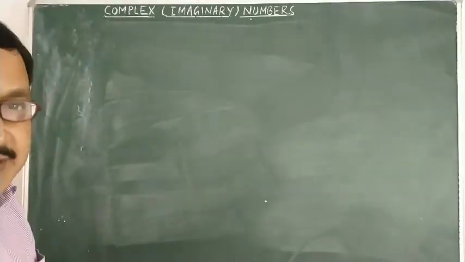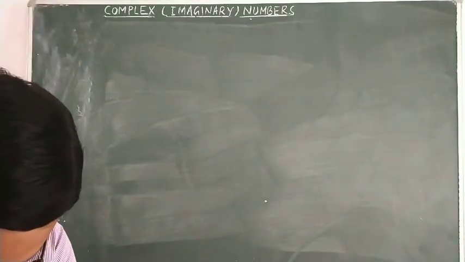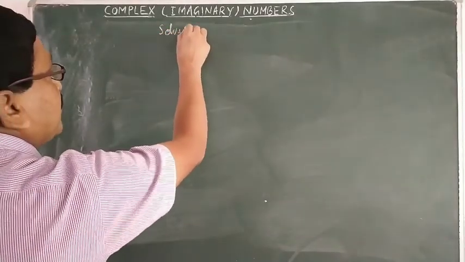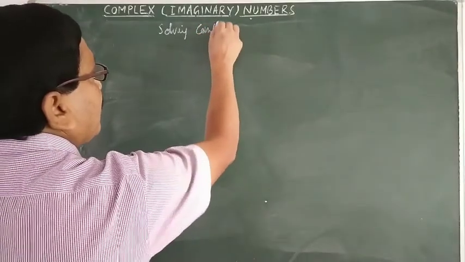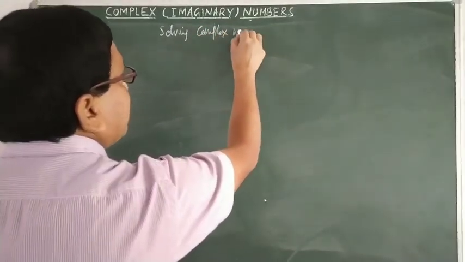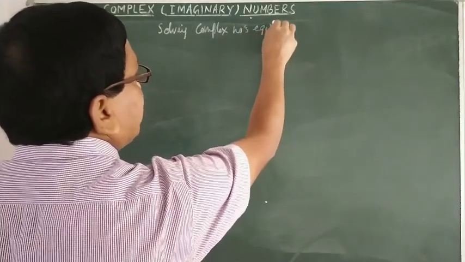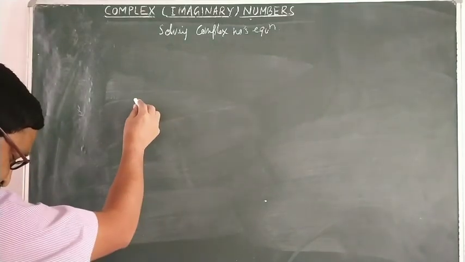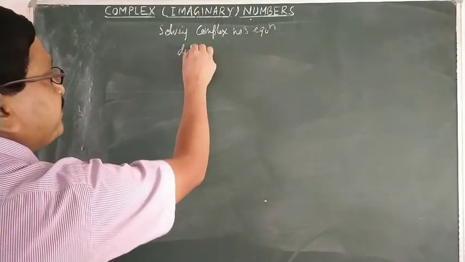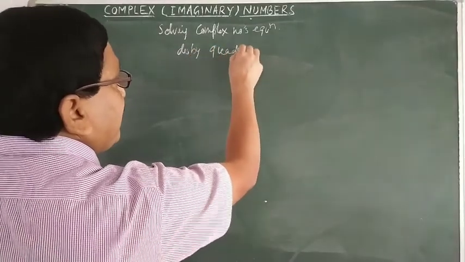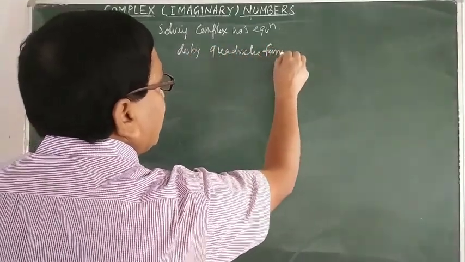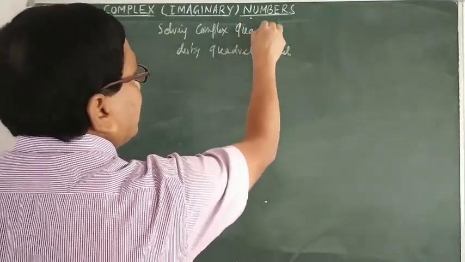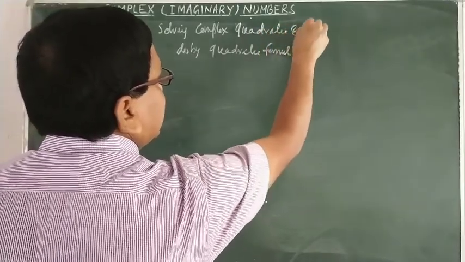Now the second item is solving complex number equations. How do we solve these? Let us take the first example, done by the quadratic formula. It is called a complex quadratic equation.